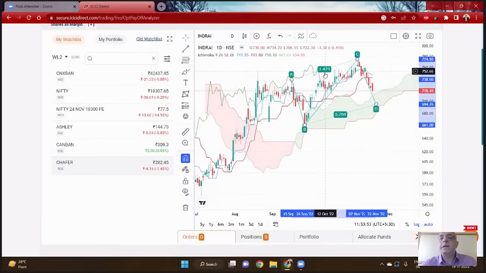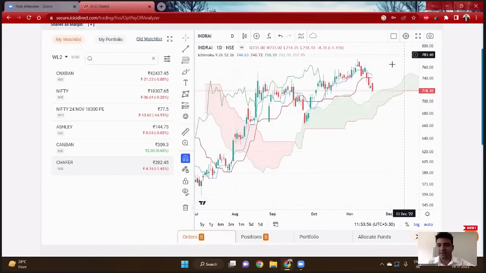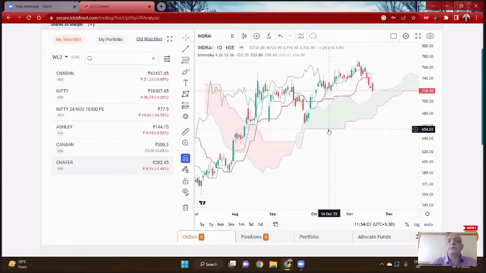And if you want to see a bigger picture in this, we have to take more questions. I think we have answered the question: if 690 doesn't hold, then 650 coming. Yeah, that's a huge support level.